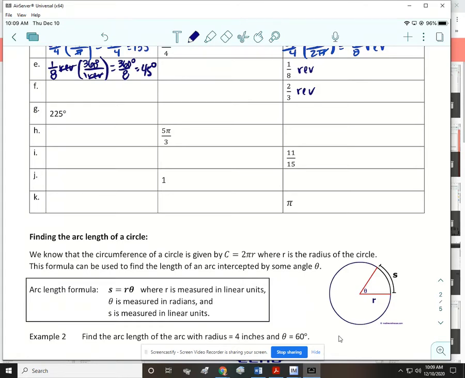Okay. And then we'll do 1/8 of a revolution and change to radians. Revolution wants to cancel, so we have that in the denominator. That's 2 pi radians. So when we multiply, we get 2 pi over 4, or pi over 2.